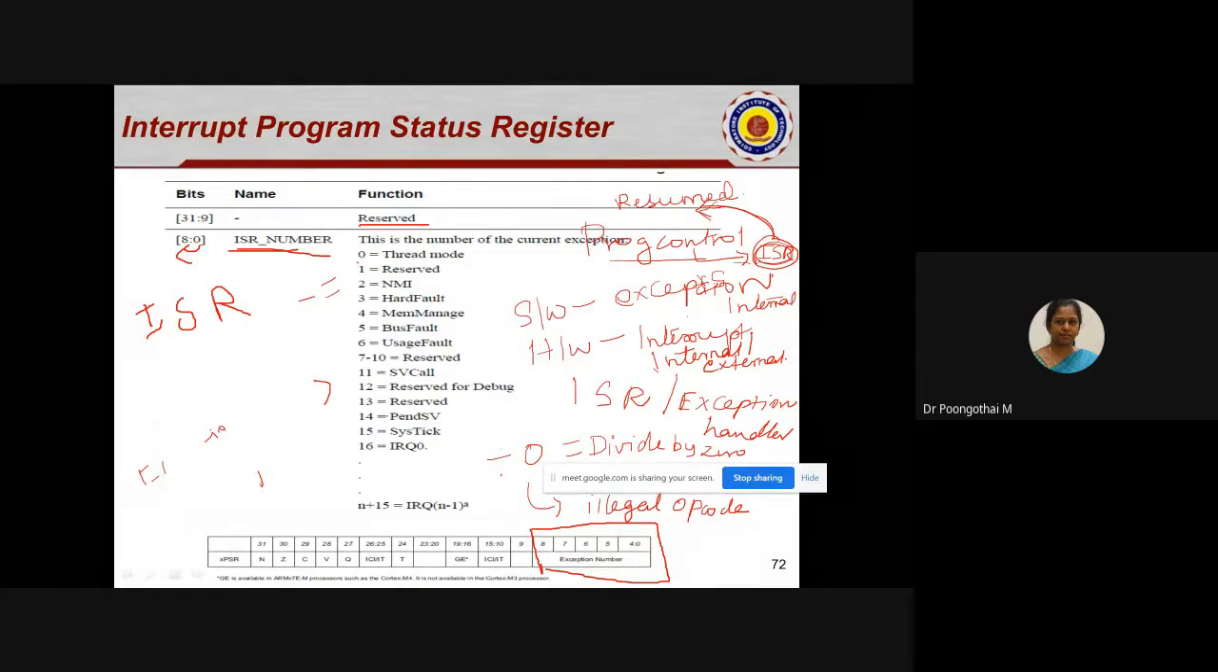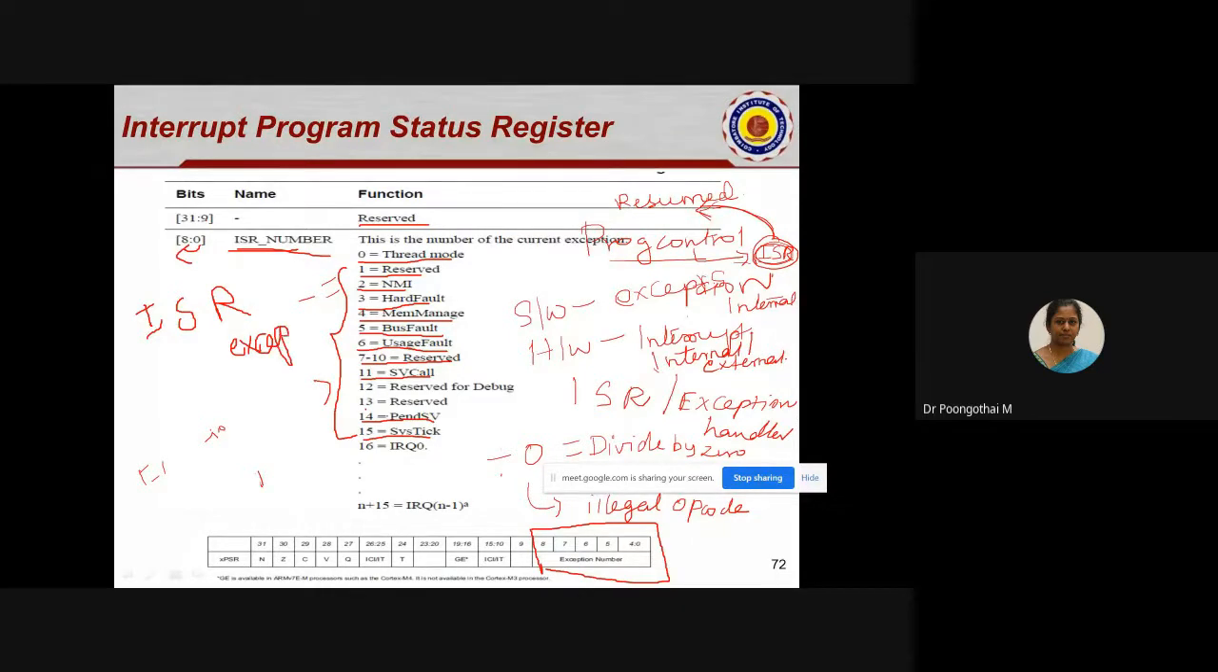If this value is 0, it means the processor is in thread mode. 1 is reserved and 2 is the non-maskable interrupt, which means your processor is executing the non-maskable interrupt. 3 means hard fault, 4 means memory management, 5 indicates bus fault exception, and 6 is the usage fault. 7 to 10 are reserved, 11 is the supervisor call, 12 and 13 are reserved, 14 is the pendable supervisor call, and 15 is the system tick. So the first ones, from 1 to 15, are referred to as exceptions, that is, software related interrupts.